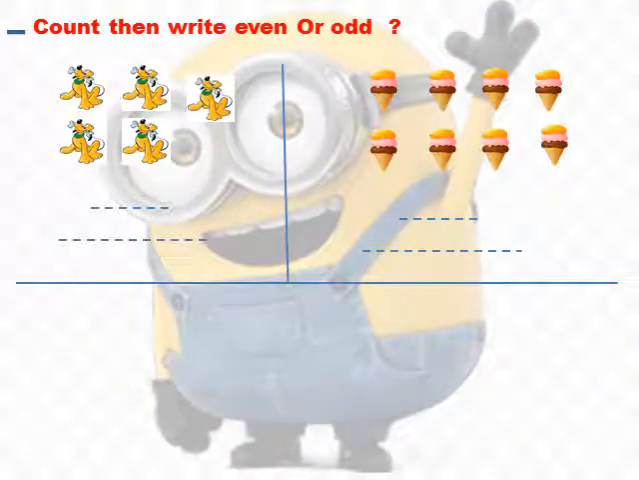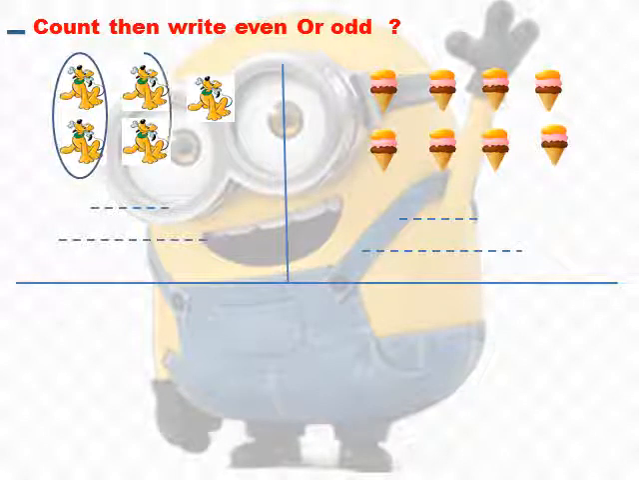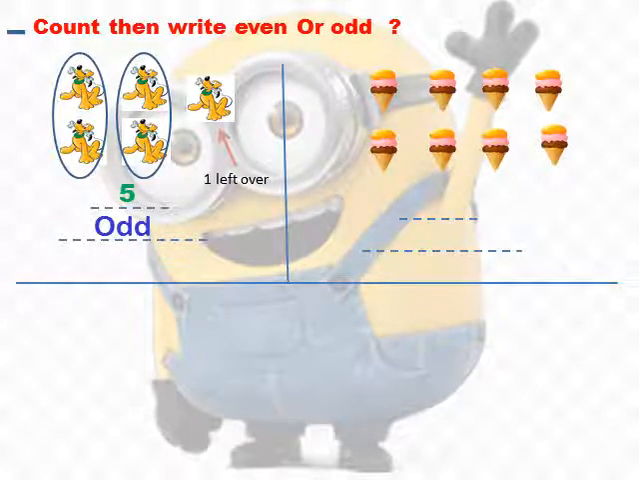Okay. Now, let's see this exercise. If we count, then write even or odd number. So we have first to count in pairs. How many dogs do we have at the first one? 1, 2, so we have 2 pairs and we have one left over. So we have here 5 and it's an odd number. Why? Because we have one left over.